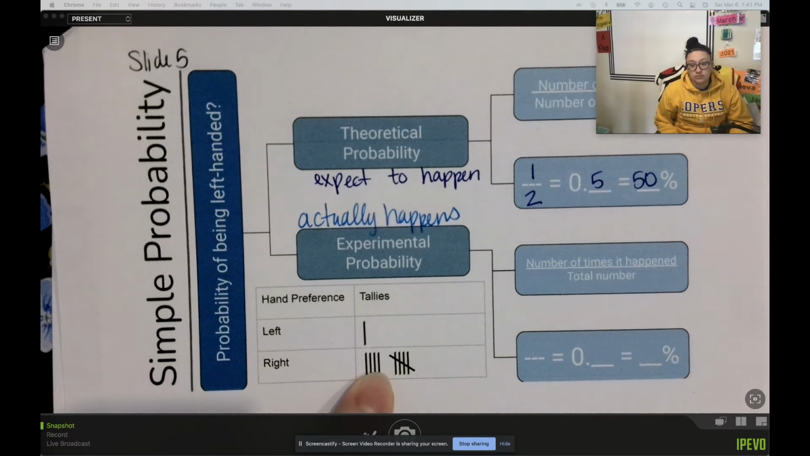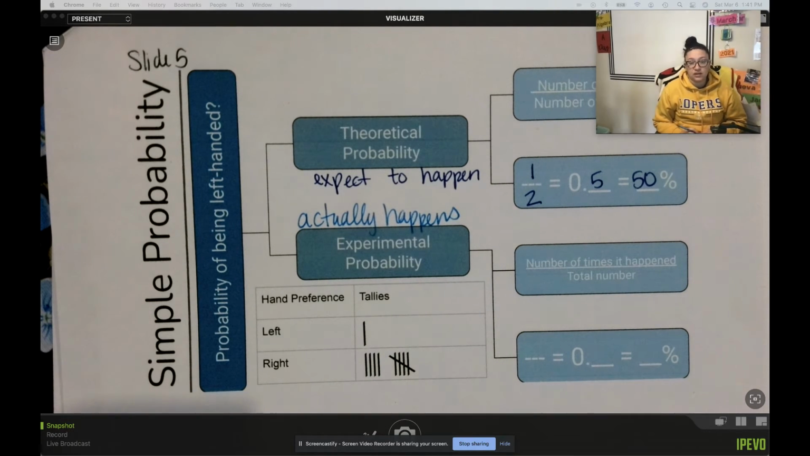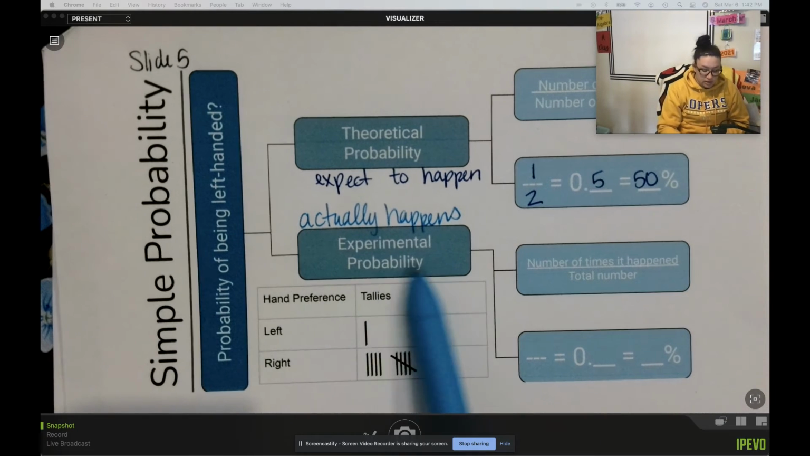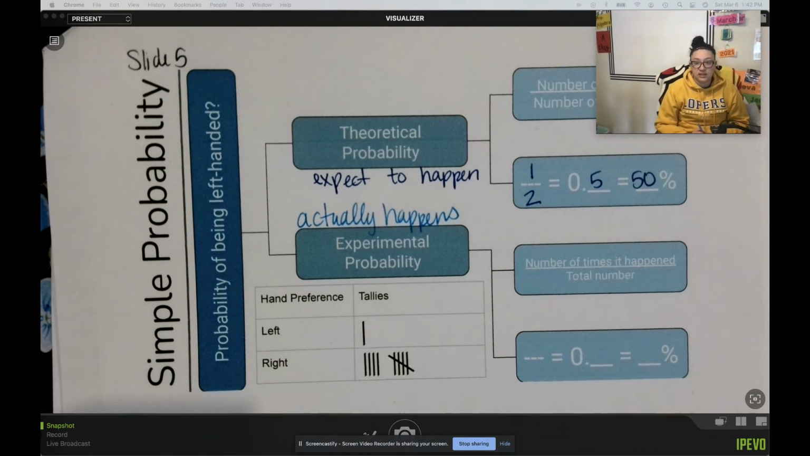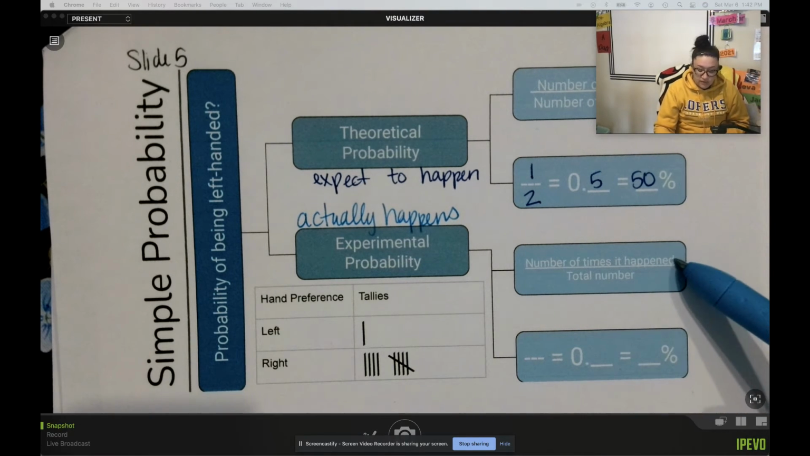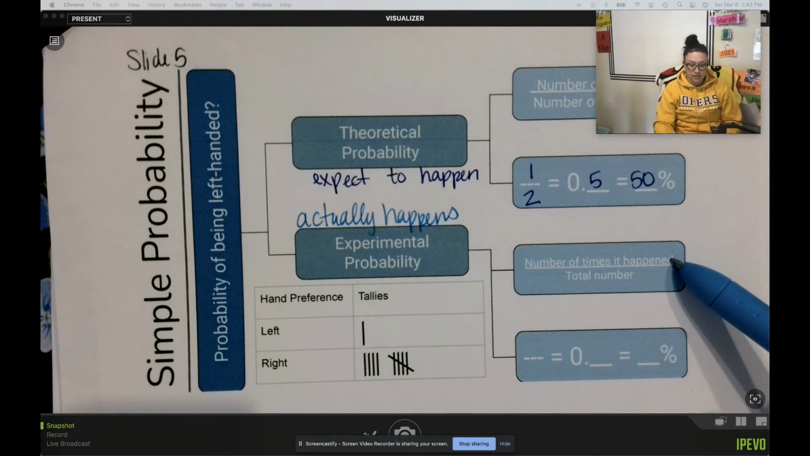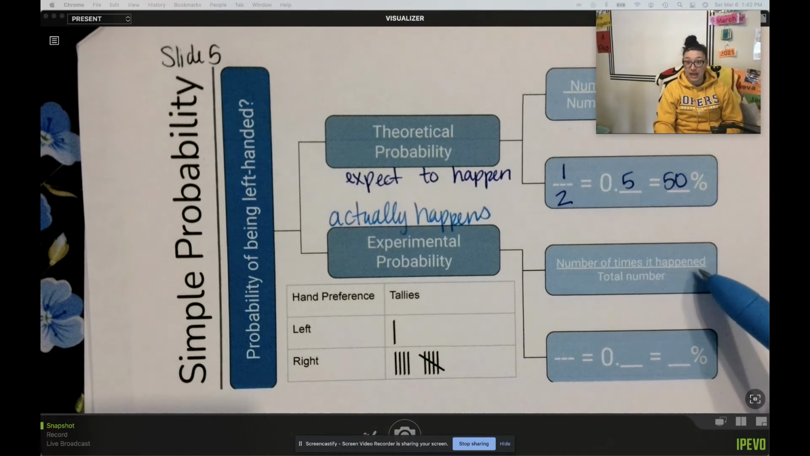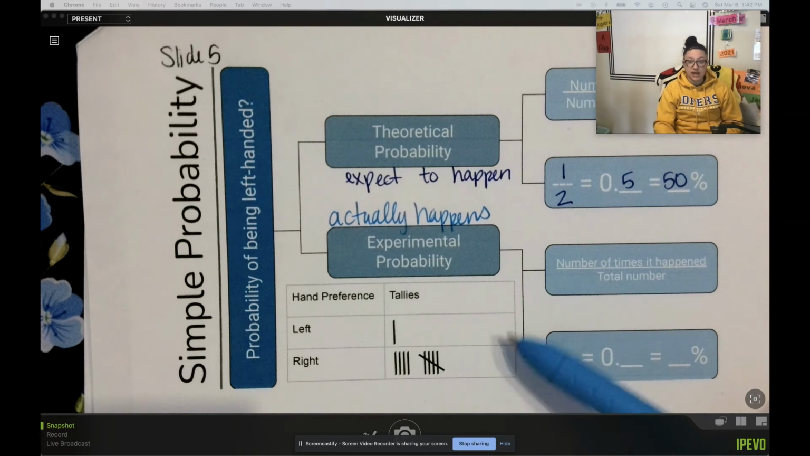So this is a tally chart from a small class that I found online of their hand preference, if they preferred their left hand or their right hand. Now we're going to look at the experimental probability of being left-handed. It's still calculated the same way. The total number of times, though, that something actually happened. Before it was the chances. Now it's how many times it actually happened. So how many times did people actually choose left hand as their preferred hand?